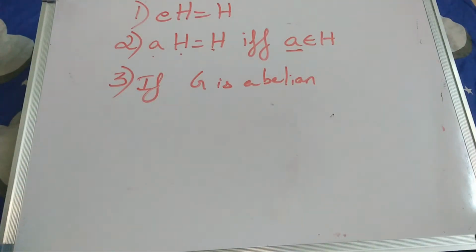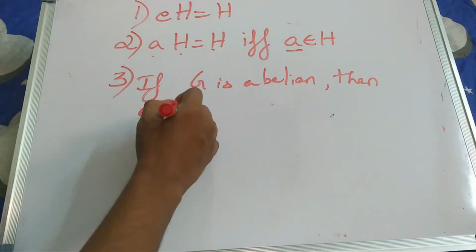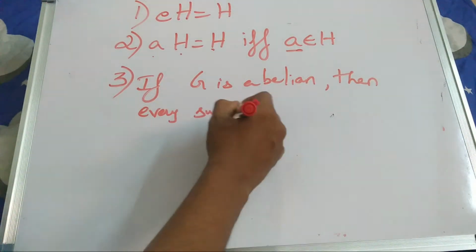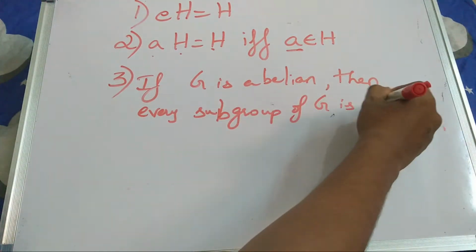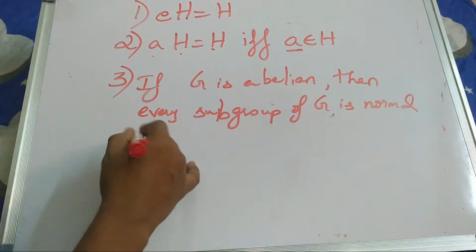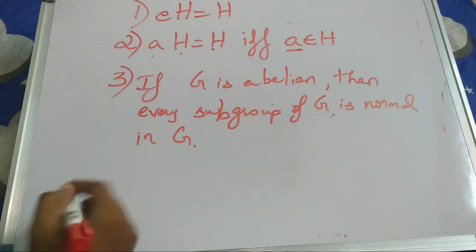Now, the third property is if G is abelian, then every subgroup of G is normal in G. So if the group is abelian, then every subgroup of G is normal in G.